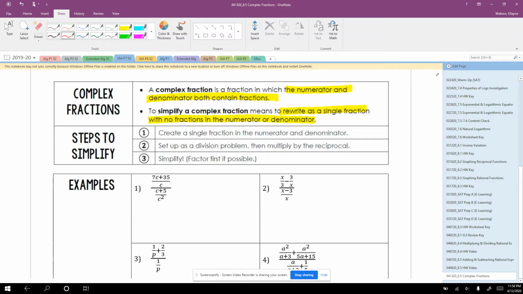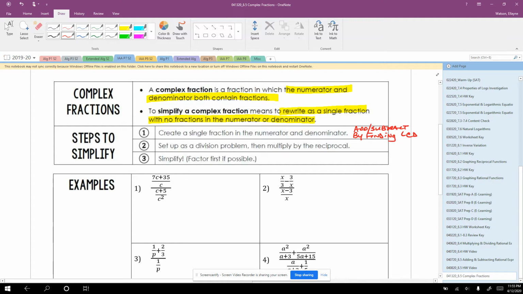All right, and our goal is going to be the same as it was before, to cancel out all common factors. All right, so here are the steps, and these are pretty condensed steps. First, create a single fraction in the numerator and denominator. Sometimes that's already done for you. Sometimes you need to do that by adding or subtracting, and that means that you might have to find an LCD. So I'm going to put a note here: add slash subtract by finding LCD.